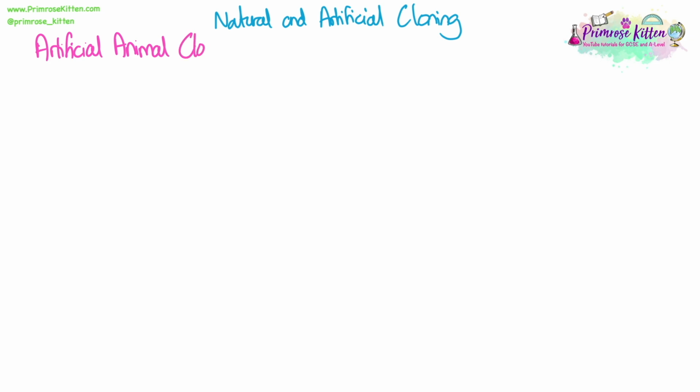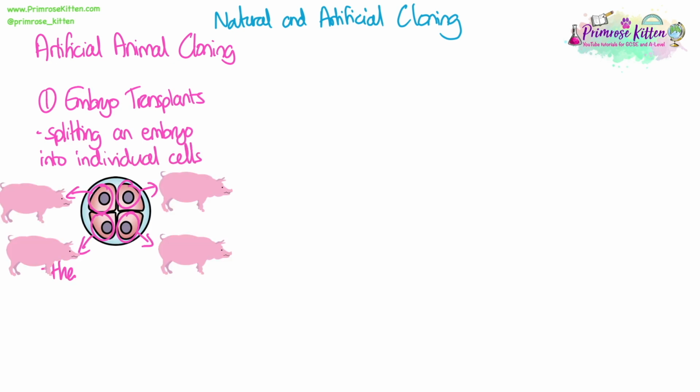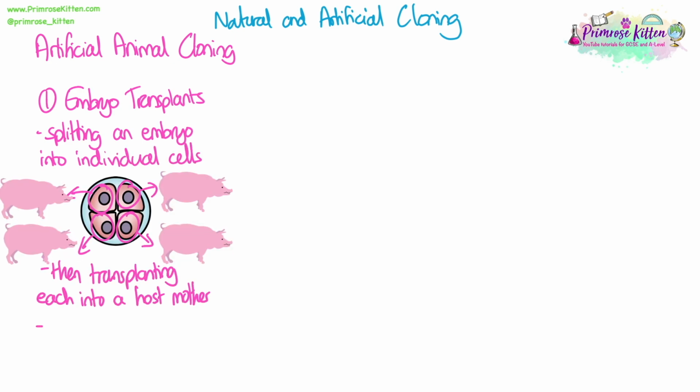Artificial animal cloning. One method of animal cloning involves embryo transplants. This is where an embryo is split into individual cells. So a fertilized embryo starts to divide and produce new cells. Each of them are identical because it's happened through mitosis.